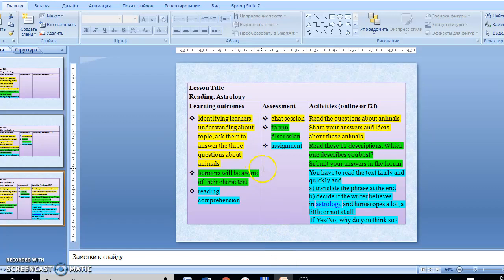So I designed these 3 activities: chat session, forum discussion, and assignment.